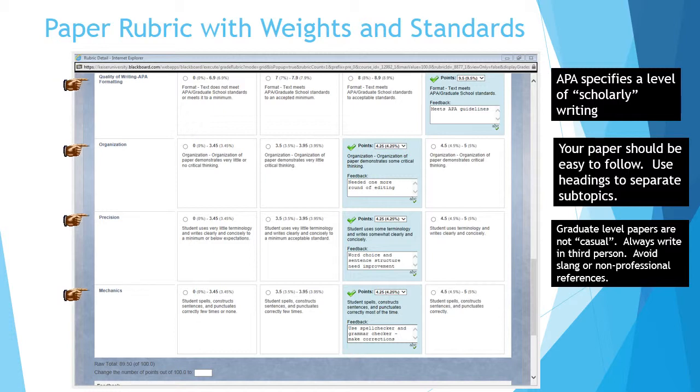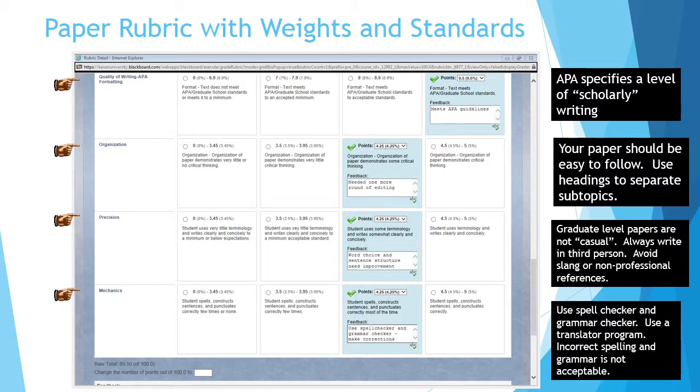Finally, mechanics. Here we're talking about spelling, grammar, punctuation, things like that. Should be done correctly. Again, those are just expectations of anybody who's writing for scholarly publication, that they know how to spell the words and that they know how to punctuate. If you need to, have somebody work as a proofreader on your work before you submit it.